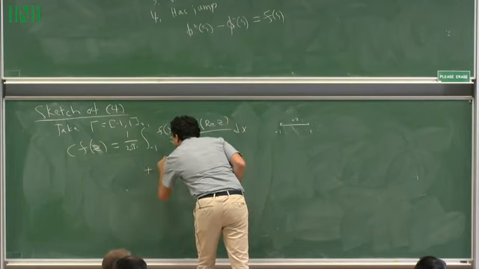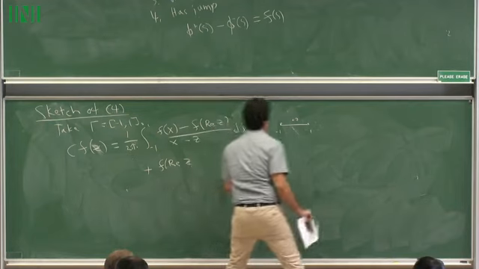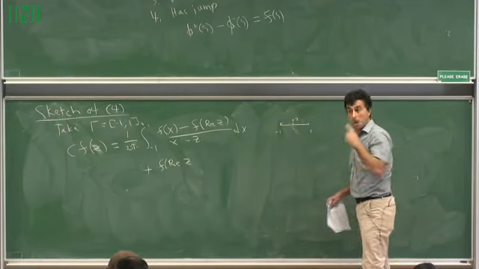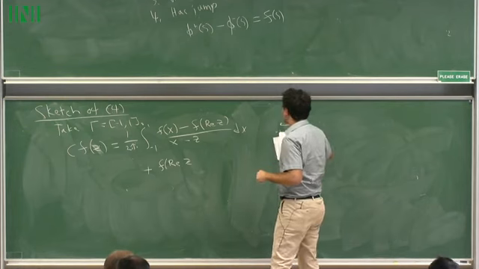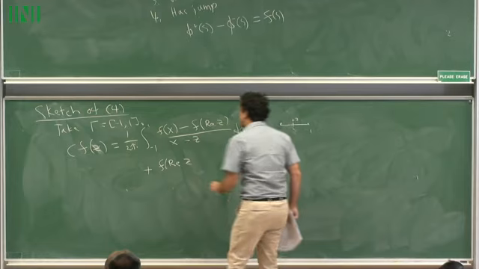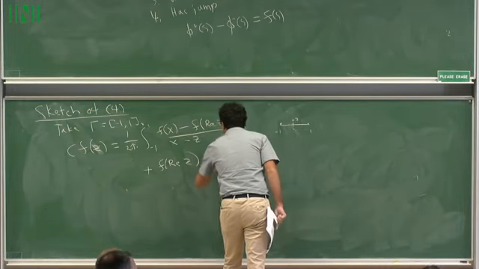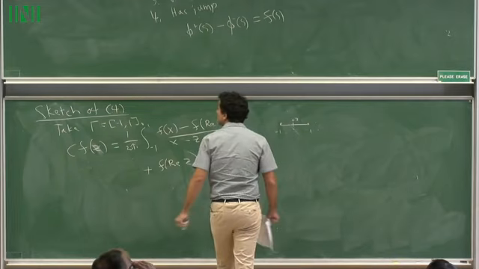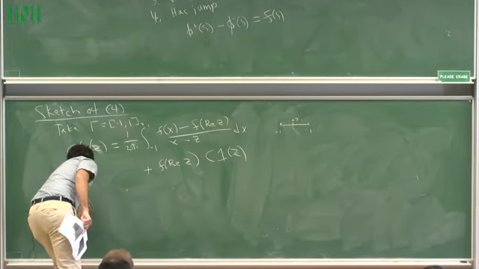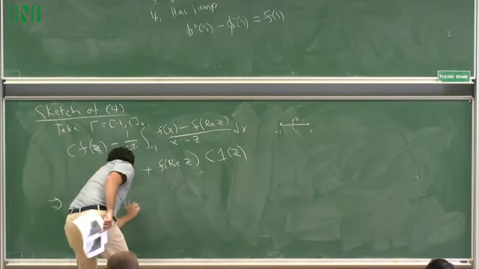Plus f of real part of z. So real part of z is just a projection down to here. So we're allowed to evaluate f at real. We're not allowed to evaluate f at z. We can evaluate f at real of z. And then this is just Cauchy transform of 1. Okay, and then we right away get c plus f of x minus c minus f of x.